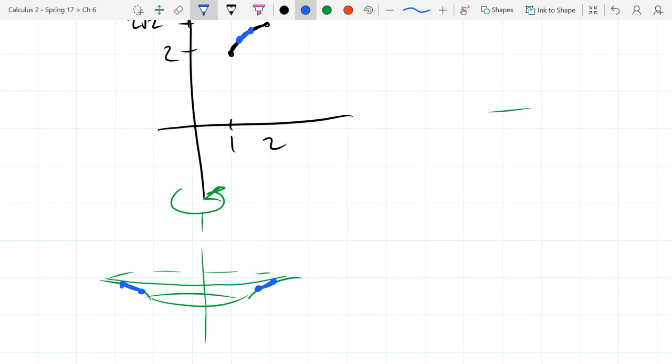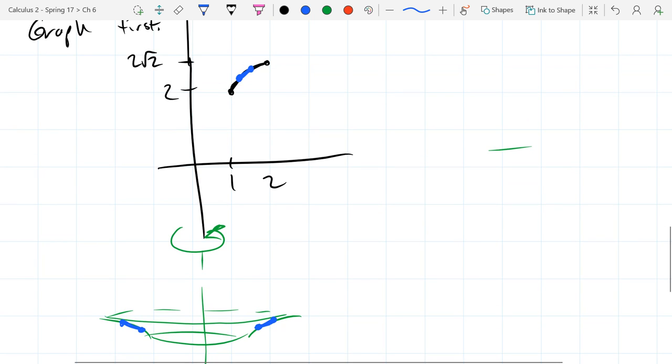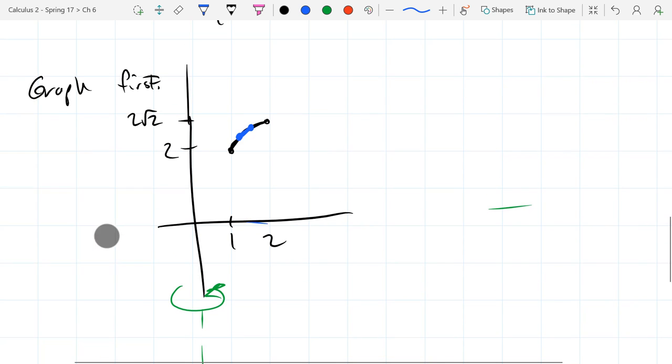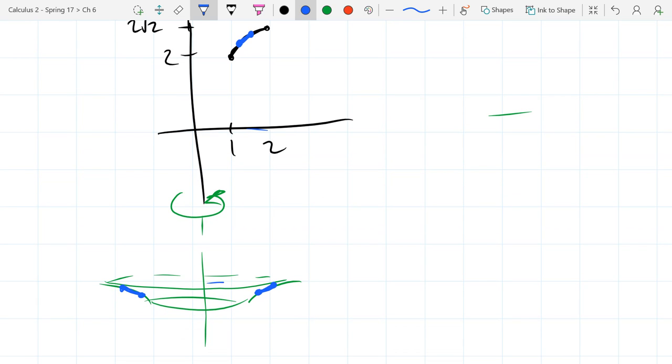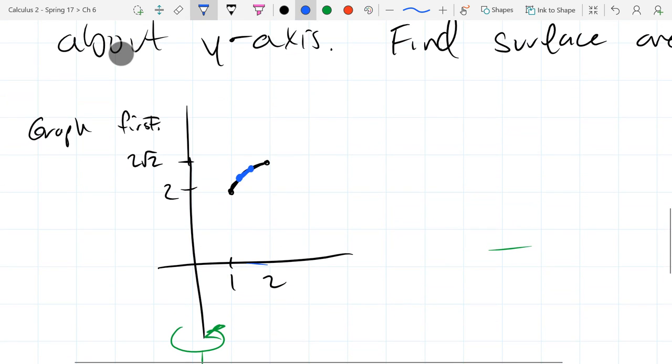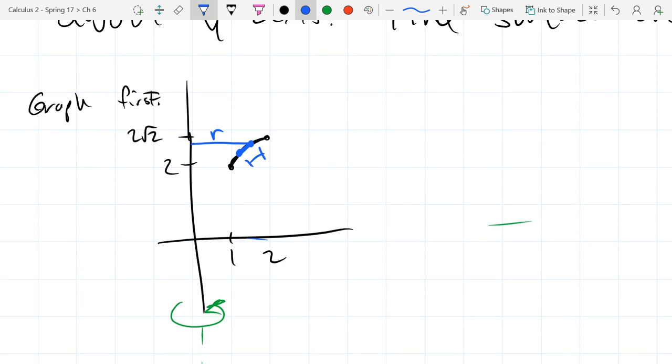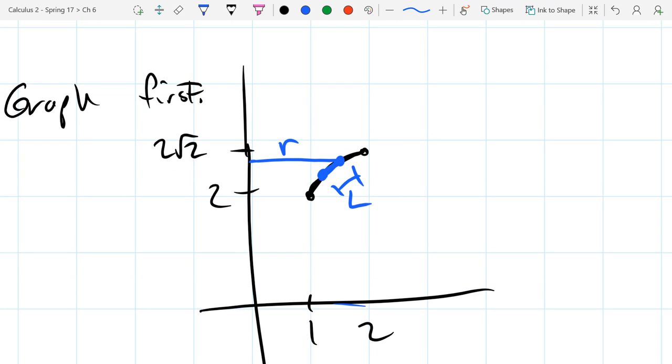I don't want to measure the radius to the x-axis. That's why I'm doing this. That would be a really bad way to measure this thing. We're not rotating about the x-axis, so that has nothing to do with the radius. So our radius is measured to the y-axis, and our length is this measurement right there. That's L. So any questions on the radius measurement and the L measurement? Where's our idea of y? We'll get there.